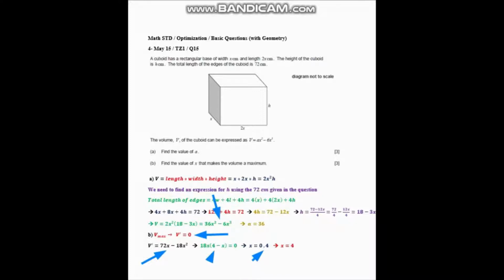Obviously, x cannot be 0 from physical evidence. We know that there is an actual length, a value of x. It cannot be 0. You cannot have 0 width or 0 length. Hence, the chosen value for x is 4. So take a minute to take another look at the answer and write it down if you will. This concludes our video, and I hope you have found it useful.